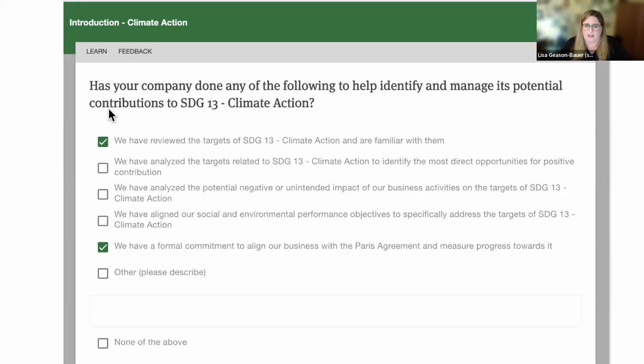So here's an example of actually a question within it. Remember, I did this in 2019. Has your company done any of the following to help identify and manage its potential contributions to SDG 13? So at the time, we were familiar with SDG 13, and we have a formal commitment to align our business with the Paris Agreement and measure progress towards that.